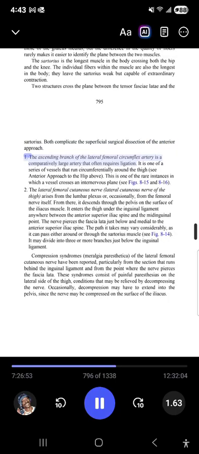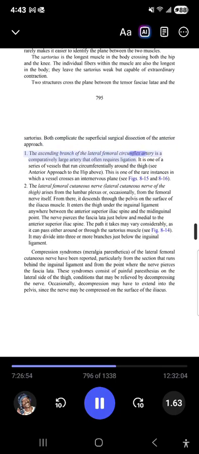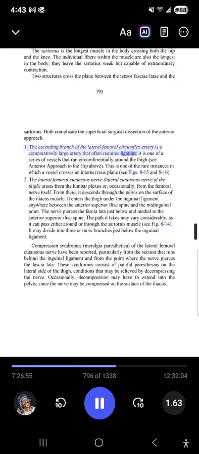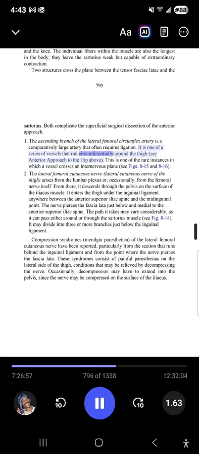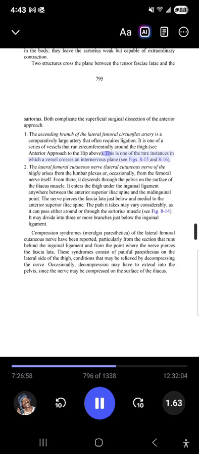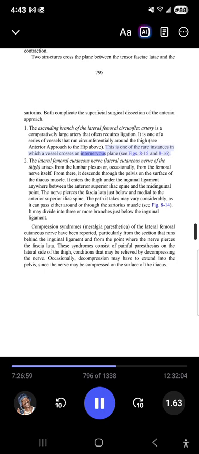1. The ascending branch of the lateral femoral circumflex artery is a comparatively large artery that often requires ligation. It is one of a series of vessels that run circumferentially around the thigh above. This is one of the rare instances in which a vessel crosses an internervous plane. See figs 8-15 and 8-16.